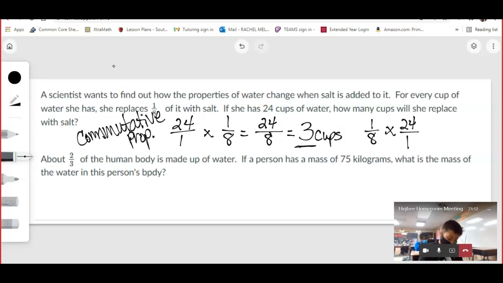Okay, what were you saying? About 2/3 of the human body is made up of water. If a person has a mass of 75 kilograms, what is the mass of the water in this person's body? Okay, good job. All right, so what do I need to do to solve this problem?